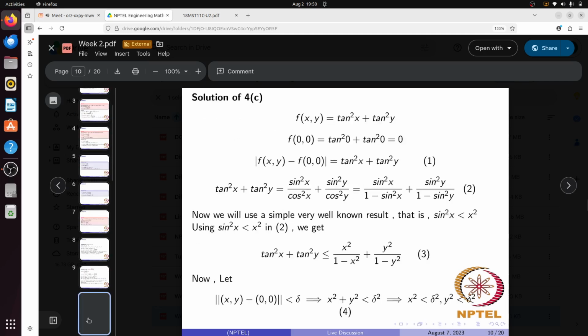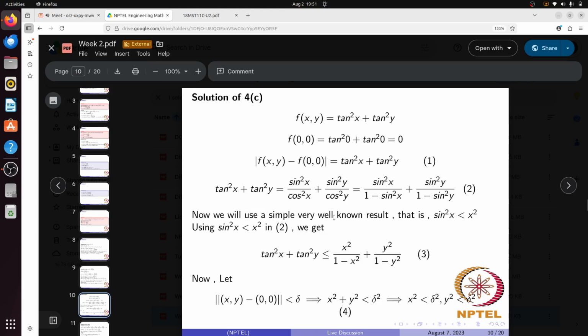If it is, then I will discuss the next solution of 4c. f(x,y) equal to tan square x plus tan square y, f(0,0) equal to tan square 0 plus tan square 0 equal to 0. So mod of f(x,y) minus f(0,0) equal to tan square x plus tan square y. Tan square x plus tan square y becomes sin square x by cos square x plus sin square y by cos square y. This equals sin square x by 1 minus sin square x plus sin square y by 1 minus sin square y.